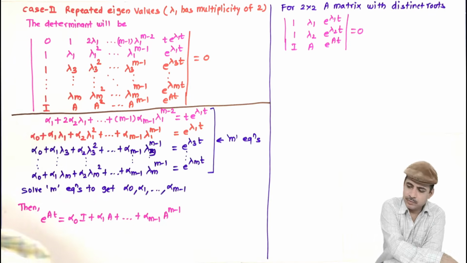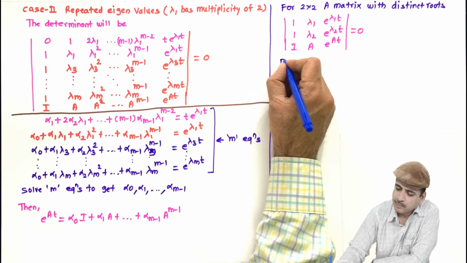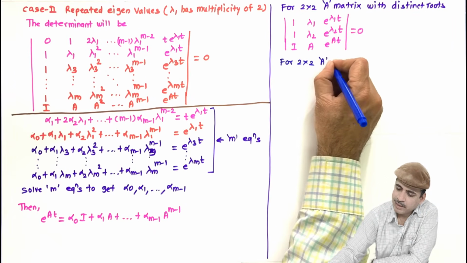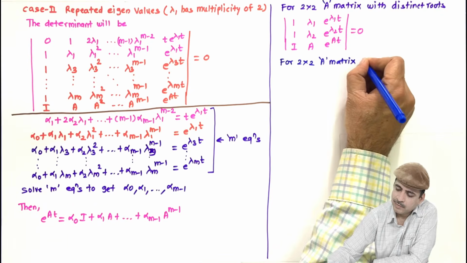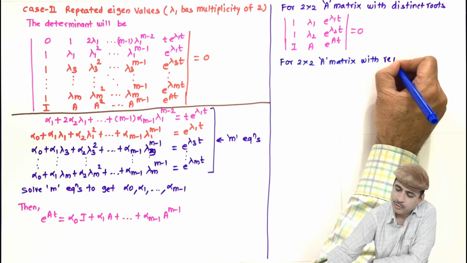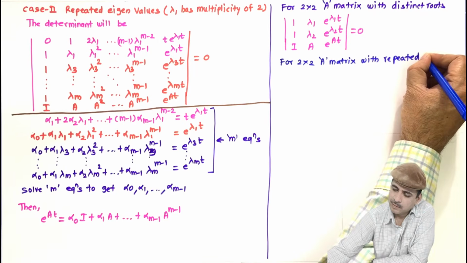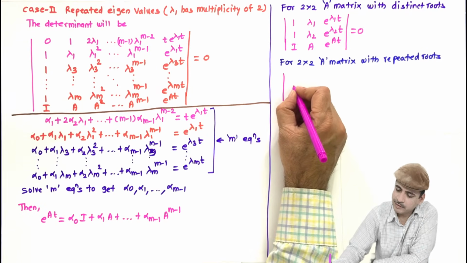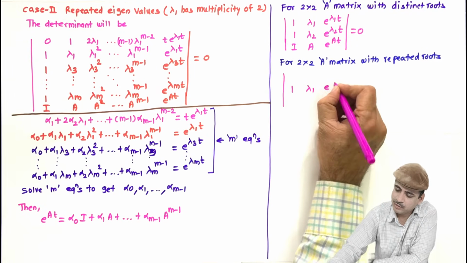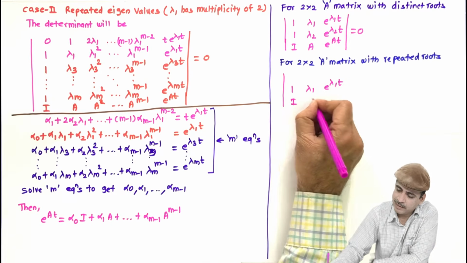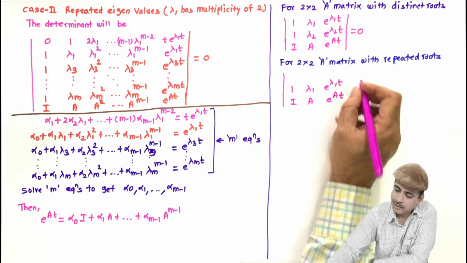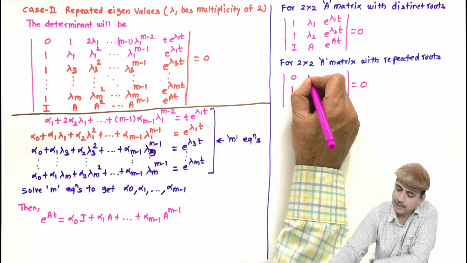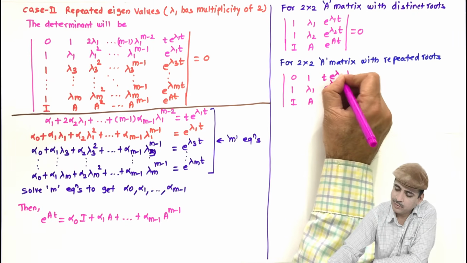Now if we have a two by two A matrix with repeated roots. Roots are repeated, and then for the distinct one, 1 lambda 1 e raised to lambda 1 t, this will be I A e raised to at, and the first row will be the derivative of this with respect to lambda 1. So 0 1 t e raised to lambda 1 t.